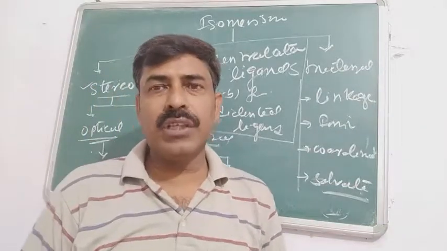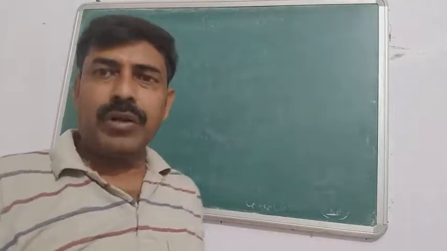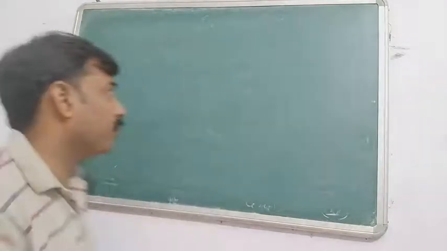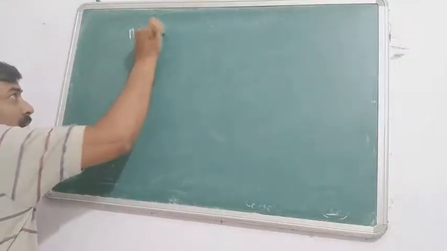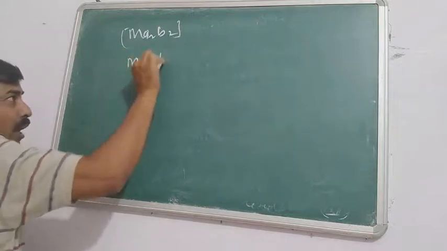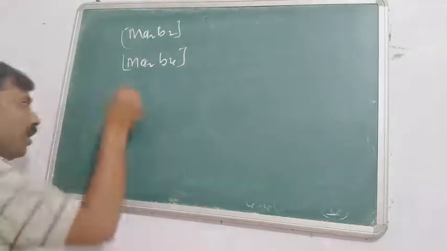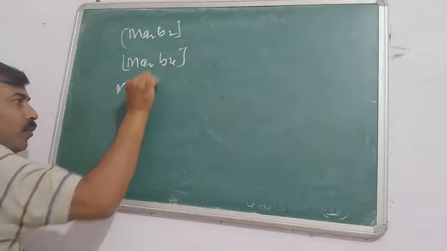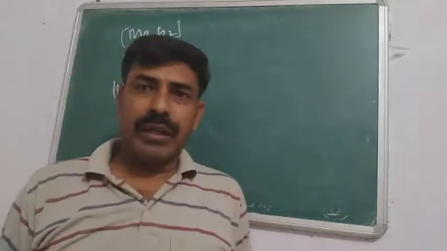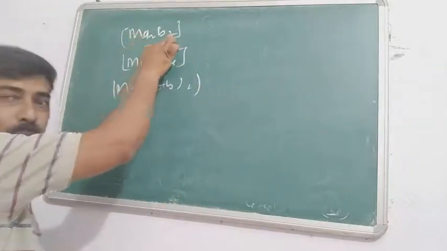We are going to start the geometrical isomerism with the cis-trans isomerism. Which molecules are going to give the cis-trans isomerism? The molecules having molecular formula Ma2B2, Ma2B4 or Ma4B2. The next one is Ma2(BB)2, that is, if there are two monodentate and two didentate ligands, it can also give cis-trans isomerism. So we are starting with Ma2B2.